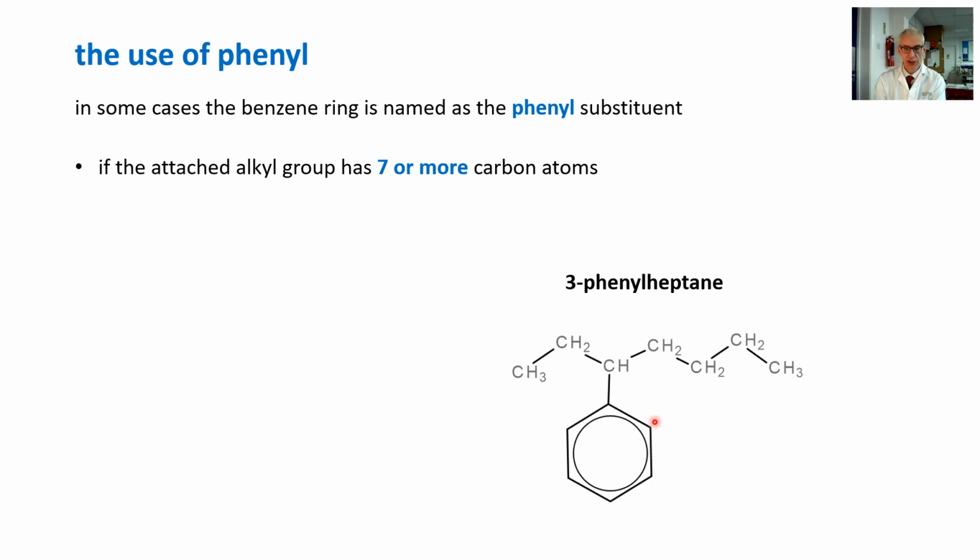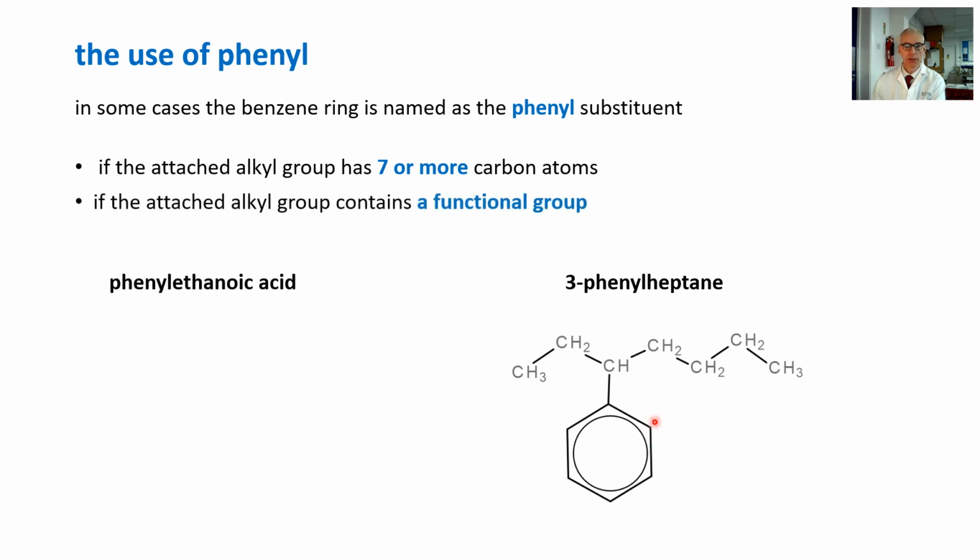Now the second instance where you will meet the phenyl labeling is where the attached alkyl group contains a functional group. So an example for you to try is phenylethanoic acid. Would you like to try to draw phenylethanoic acid? Pause and come back when you are ready.